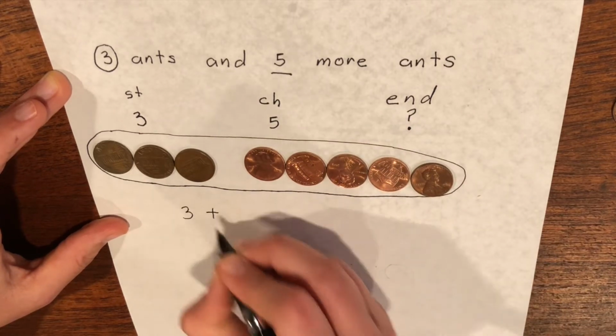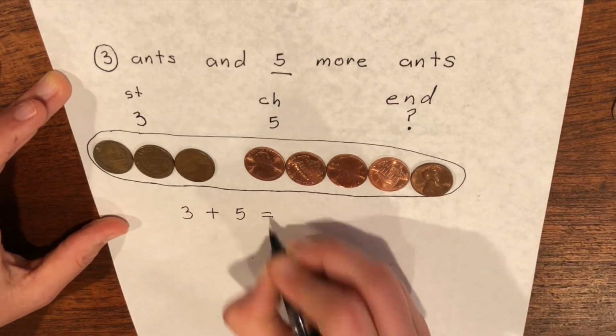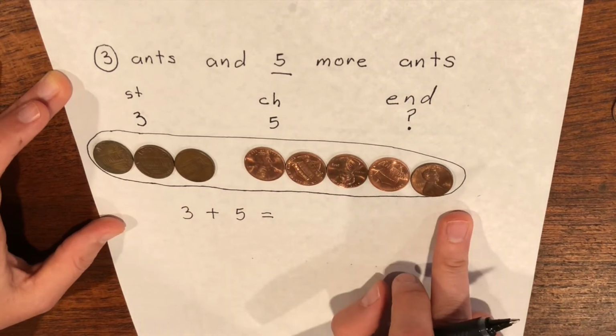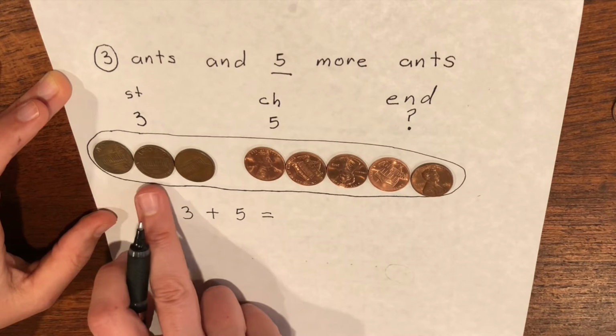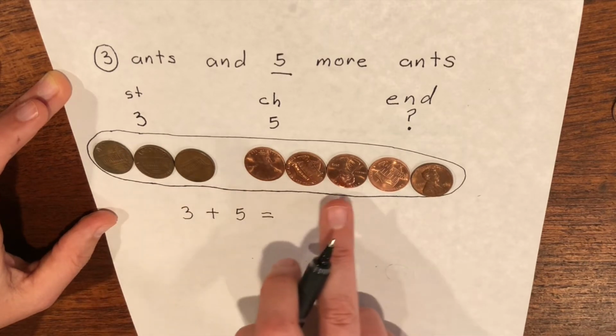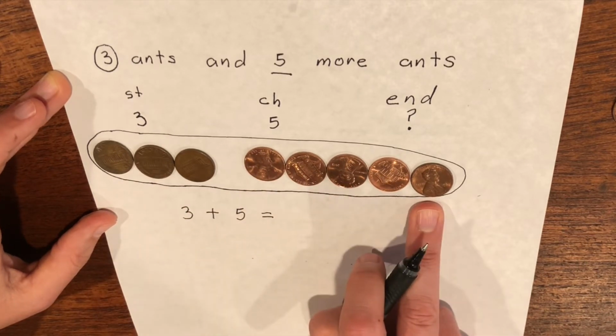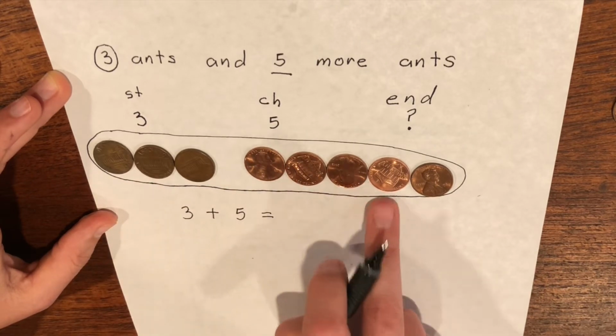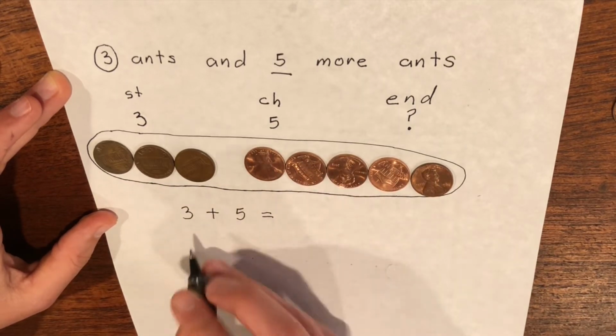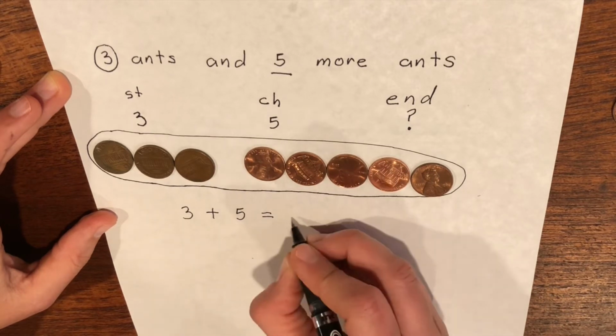3 plus 5 equals, and I can count my pennies. They are being my model. So let's count. Are you ready? 1, 2, 3, 4, 5, 6, 7, 8. Let's count it again. 1, 2, 3, 4, 5, 6, 7, 8. So the sum of 3 plus 5 equals 8.